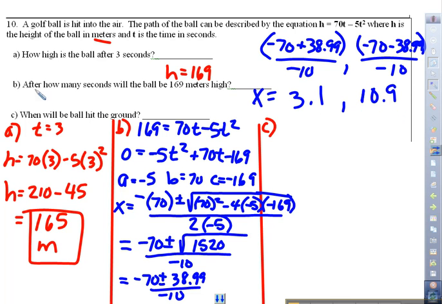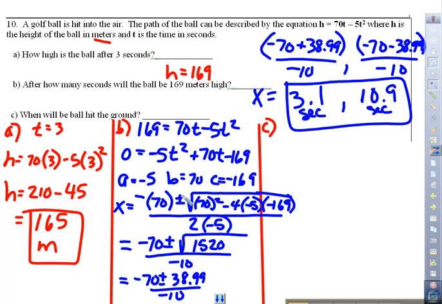And the question was, this was part B, after how many seconds will the ball be 169 meters high? So what's the answer? Both of them. After 3.1 seconds, it passes 169 meters on the way up. And after 10.9 seconds, it passes 169 meters on the way down. Yeah, so both of those are your answer. Are they in your answer bank?